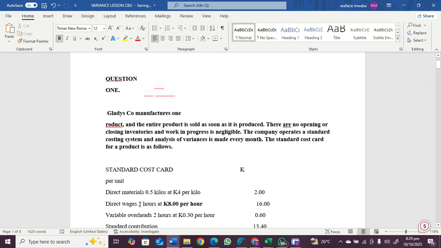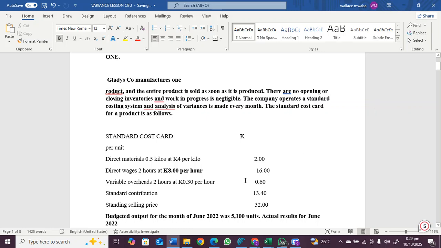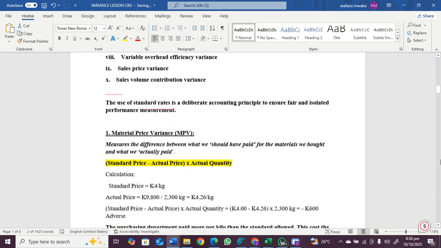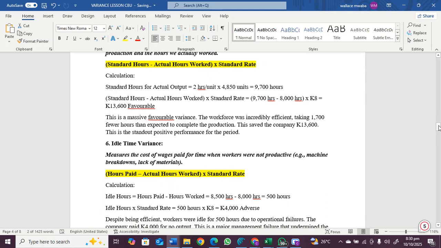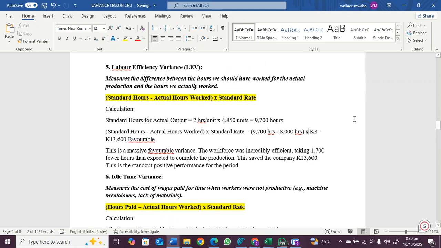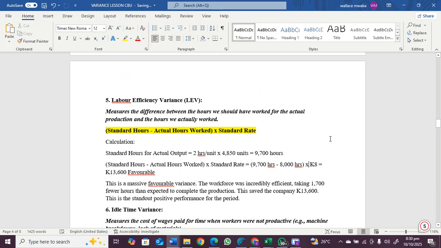Direct wages, or finding the number of hours per unit. For each unit, we need to spend 2 hours. To produce 1 unit, we need to take 2 hours. That's according to our standard cost card. But in actuality, we need to find out how many hours were used. So standard hours for actual output, 2 hours per unit.